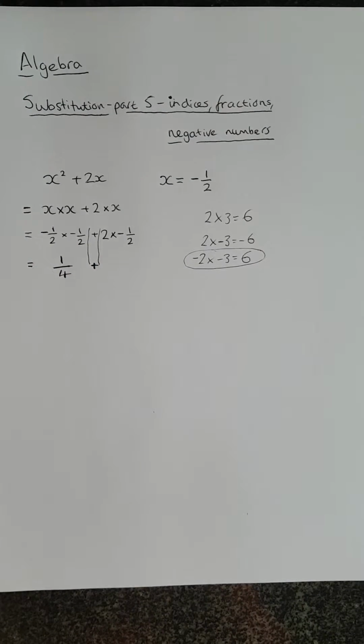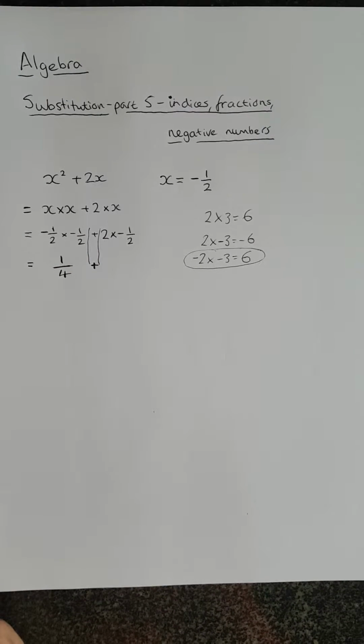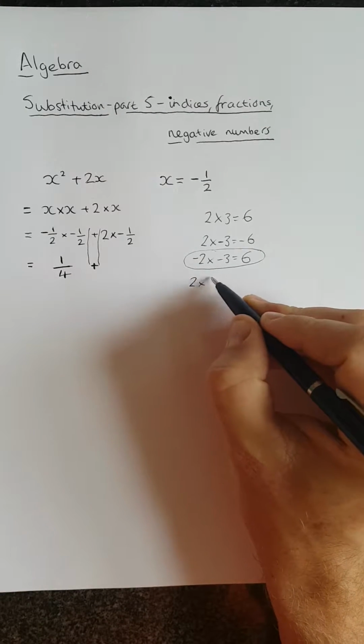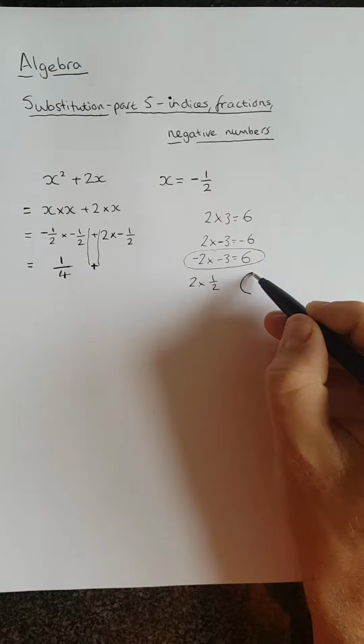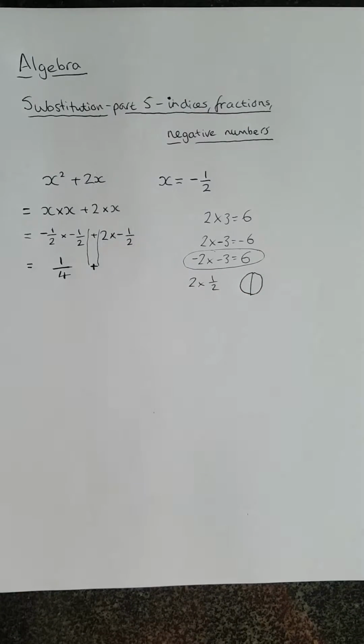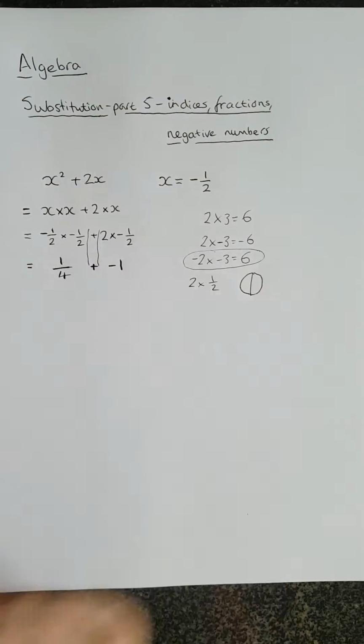Add. 2 lots of negative half. Well, what's 2 lots of a half? Well, 2 halves. 2 halves makes 1 whole. So 2 lots of negative a half is negative 1 whole.